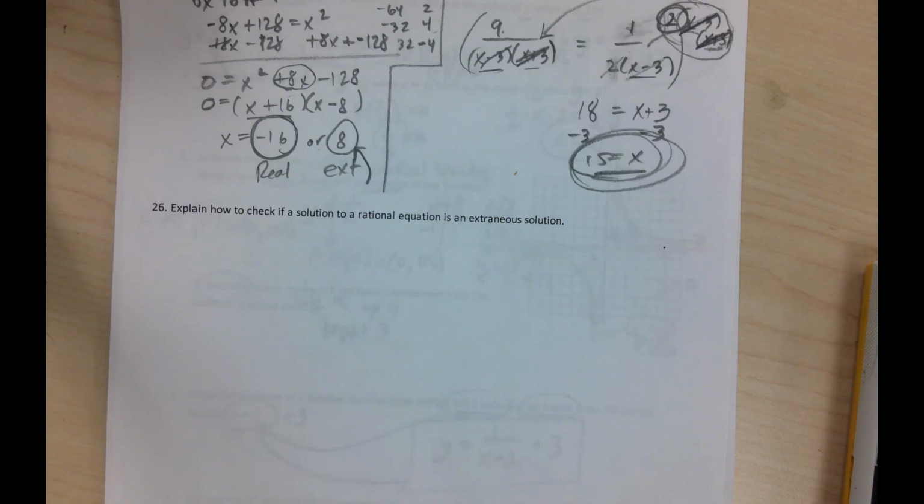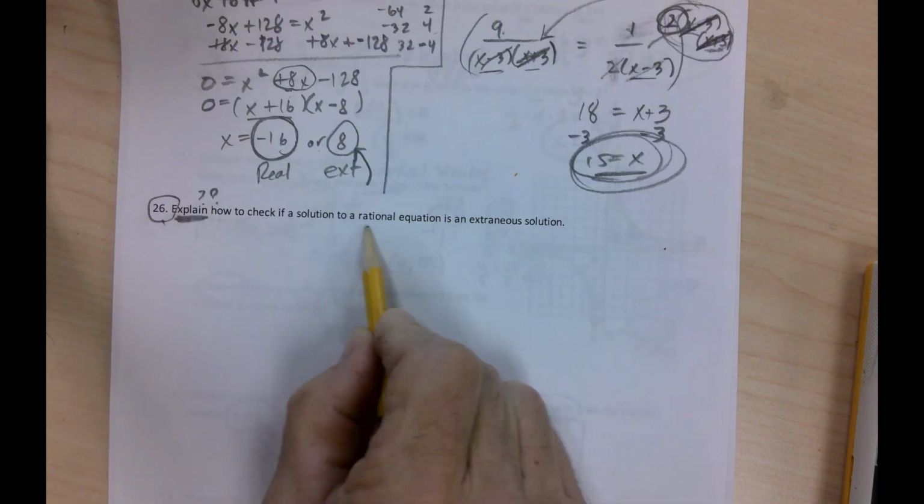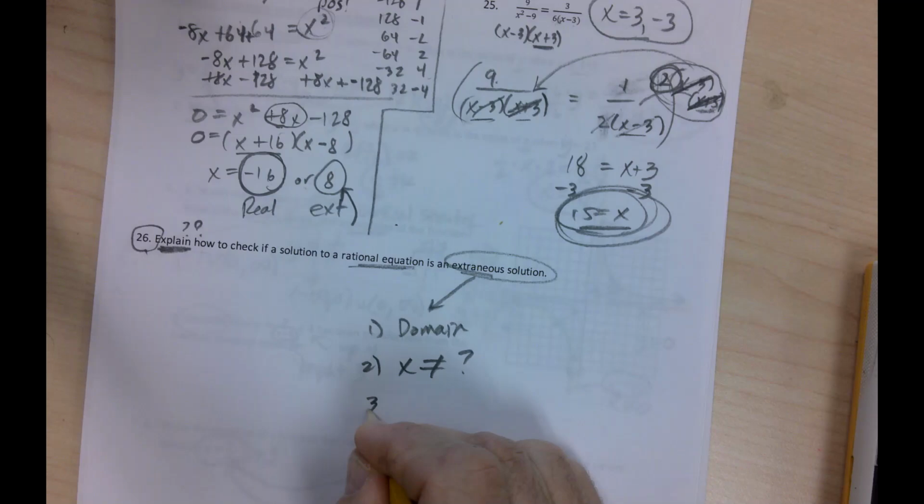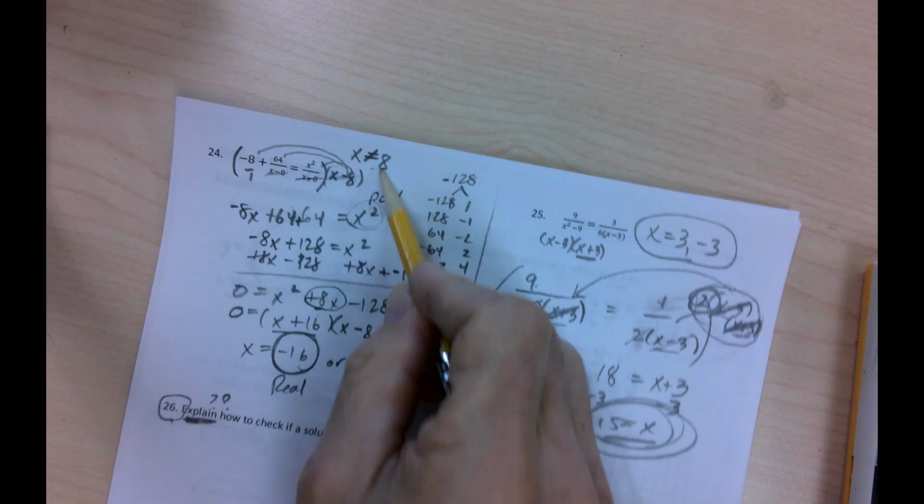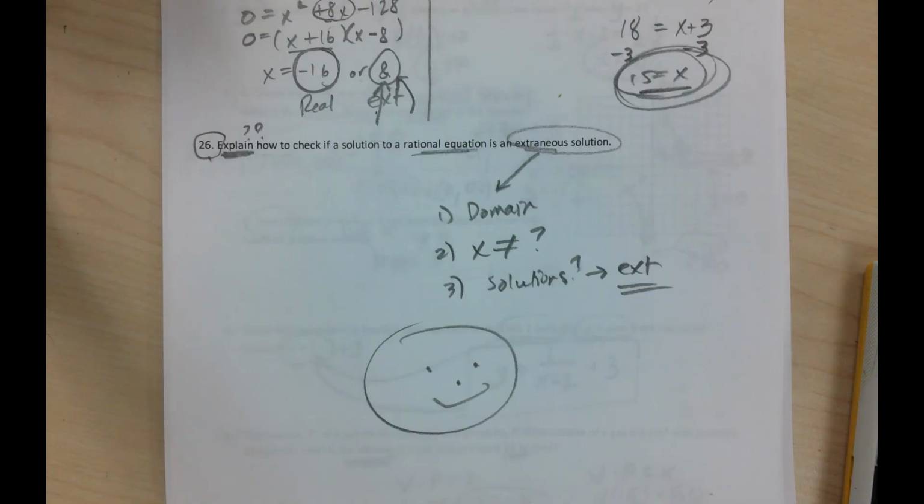So number 26, we've been kind of explaining it the whole way, so I'm kind of confused about this question, but it says explain how to check if a solution is to a rational equation. That's what this is. That's what this is, an extraneous solution. And really, if that's one of your solutions, then that would qualify as an extraneous solution. Just like this. X can't equal 8. One of our solutions was 8. That identifies it as extraneous. It's an answer, but it's not a mathematical possibility.